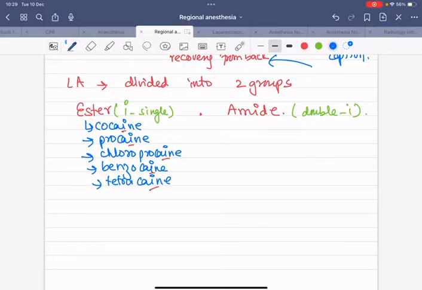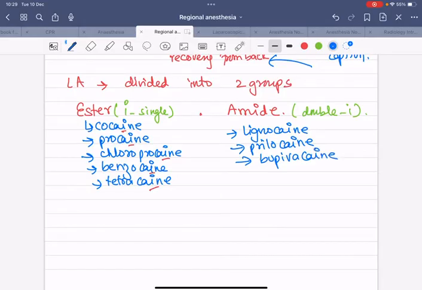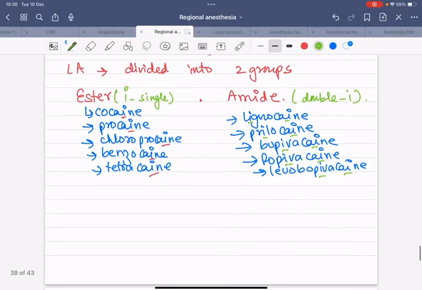If there is a double I, for example, lignocaine, prilocaine, bupivacaine, ropivacaine, levobupivacaine, all these drugs have a double I. See here. So if the drug has a double I, it is your amide group. If the drug has a single I, it is your ester group.